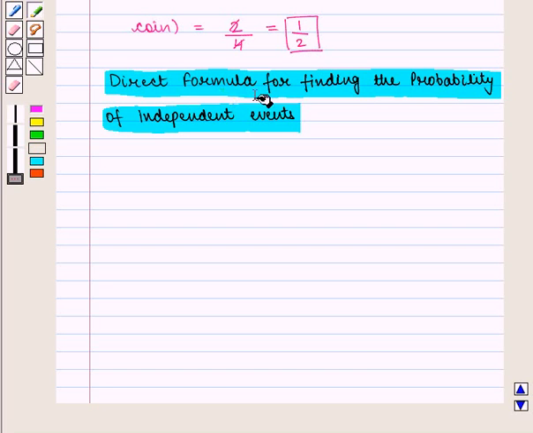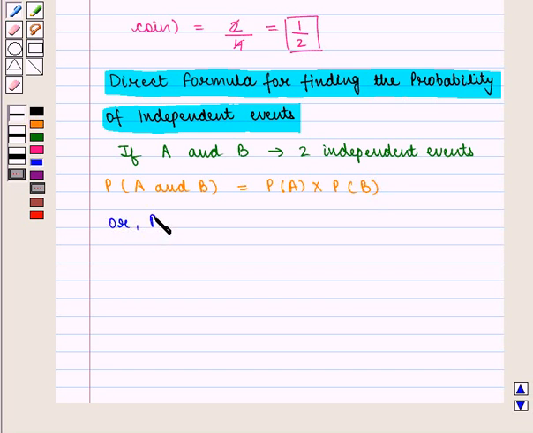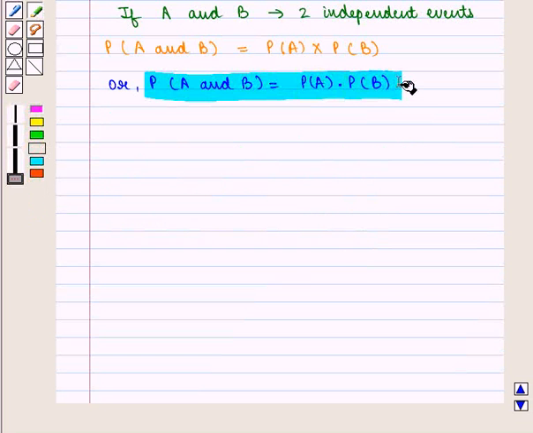We have a direct formula for finding the probability of independent events. That is, if A and B are two independent events, then probability of A and B is given by probability of A into probability of B, which can also be written as P(A and B) is equal to P(A) dot P(B). Here dot represents multiplication. Now using this formula we can find the probability of the above example.